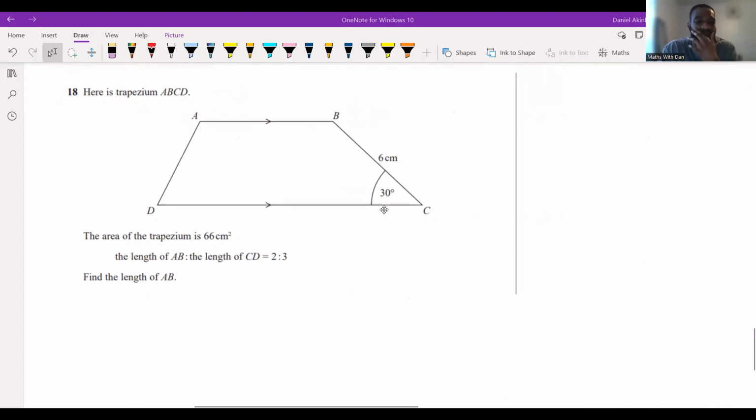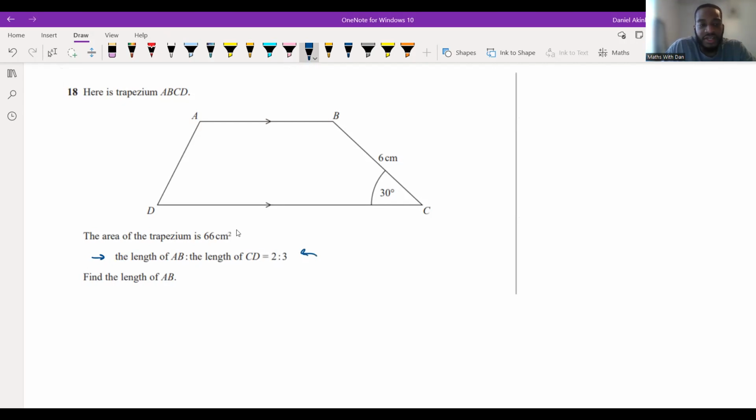So it says here is a trapezium ABCD. The area of the trapezium is 66 centimeters squared. So straight away, when I look at that sentence, we've seen these questions all the time. They tell us the area of something, and then we need an algebraic expression for it and make it equal to 66. Same thing, right? And it says the length of AB to the length of CD is 2 to 3. Find the length of AB.